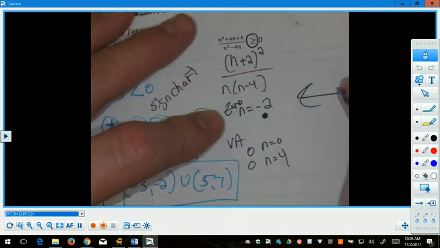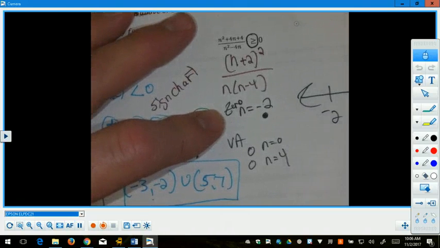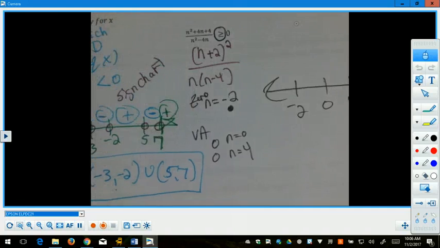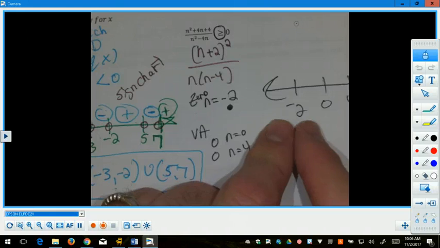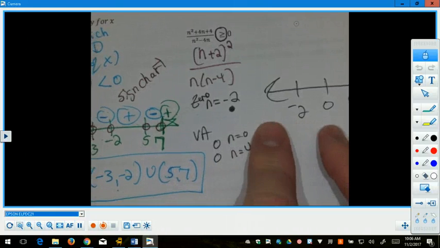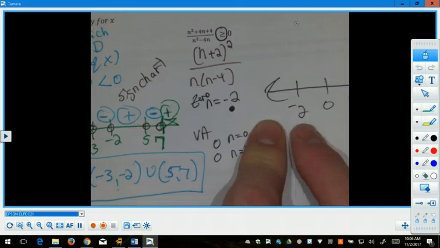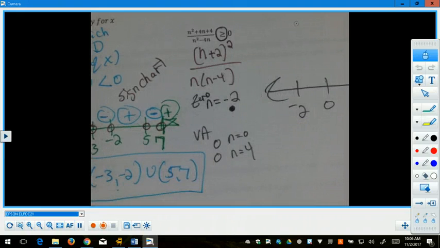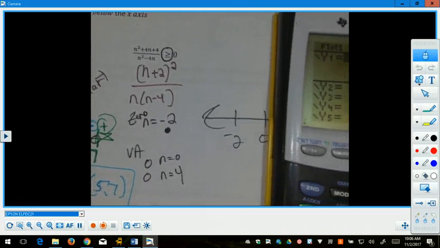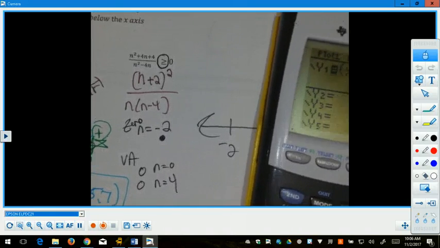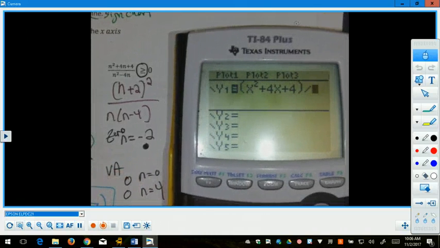So on my sign chart, I have to put -2, 0, and 4. Again, I don't care about you evenly spacing them for the number line, but I do care about you having them in their relative place. The smaller number on the left, the larger number on the right, and increasing in order. So now I'm going to plug this original function, nothing canceled, so I'll go back to the original function. In parentheses, I have x squared plus 4x plus 4 divided by, in parentheses, x squared minus 4x.